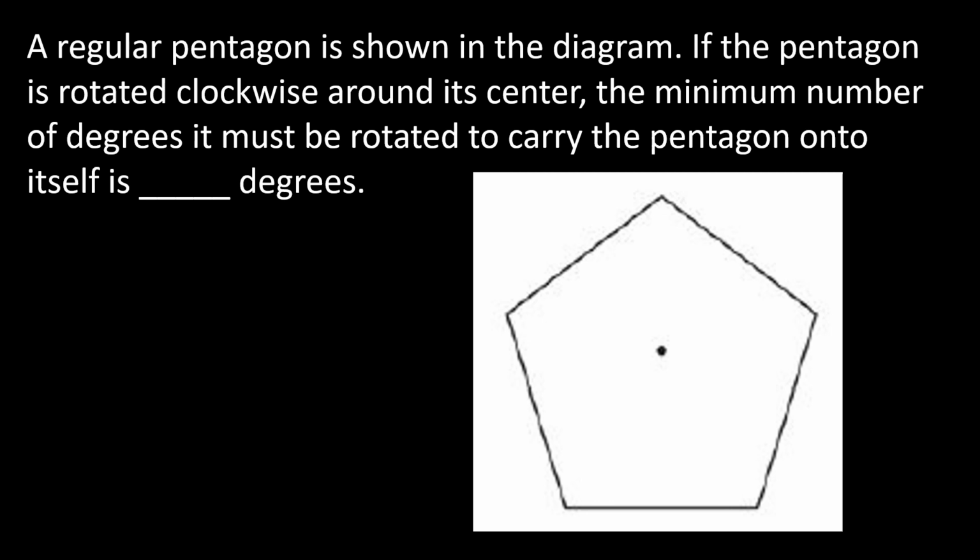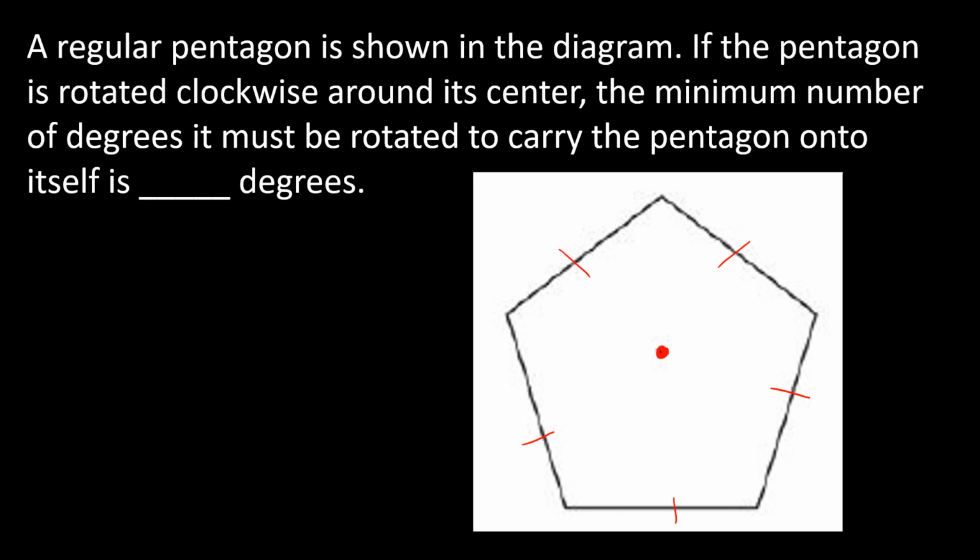Okay, so the first question says a regular pentagon is shown in the diagram. If the pentagon is rotated clockwise around its center, the minimum number of degrees it must be rotated to carry the pentagon onto itself is blank degrees. All right, so once again, we have a pentagon. It's being rotated by its center. And remember, it's regular, so that means all the sides are congruent to each other.